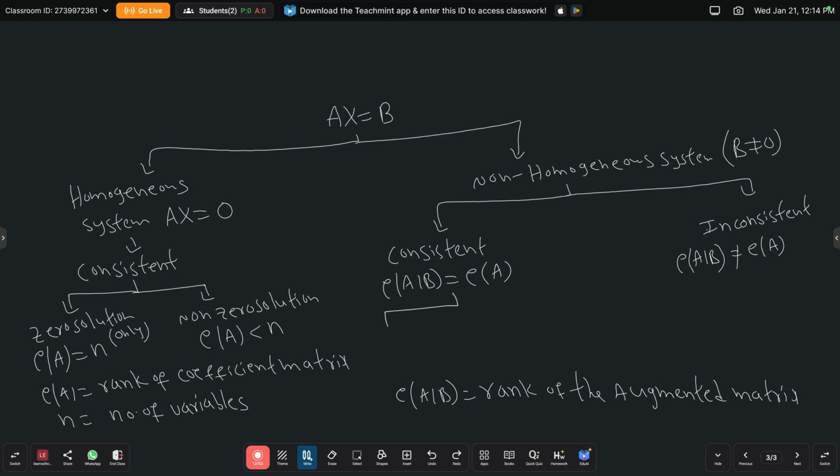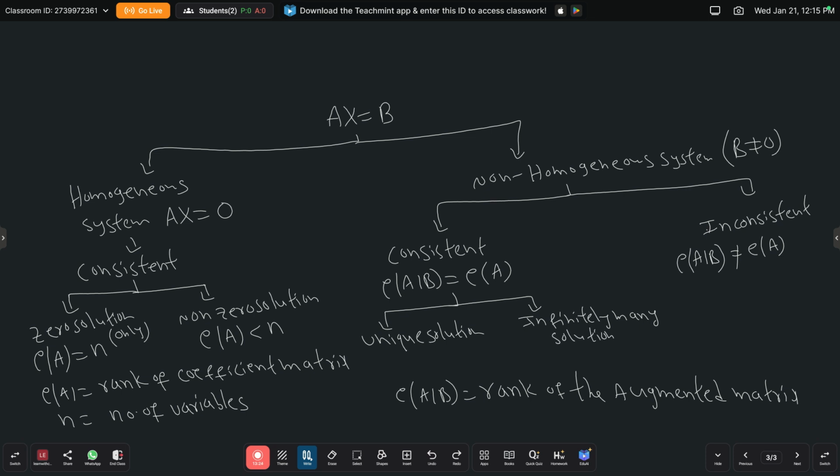Now coming to the types of solutions. Again in the consistent case, that means for a non-homogeneous system, if it is consistent, it may have two types of solutions. First one is a unique solution, and you know what is unique? Only one solution. Or it may have infinitely many solutions.